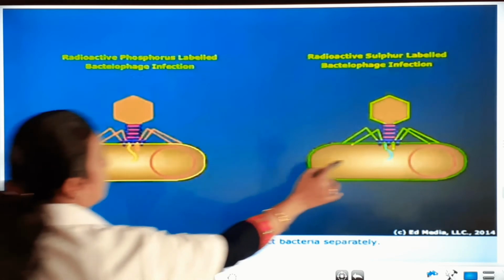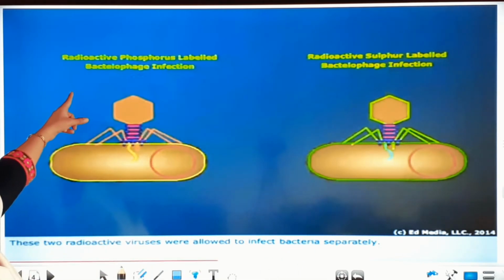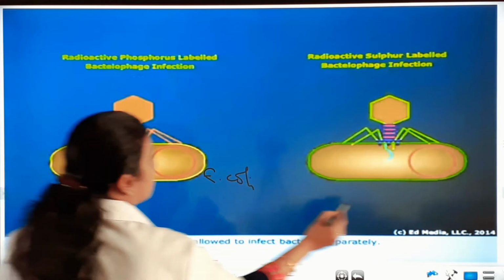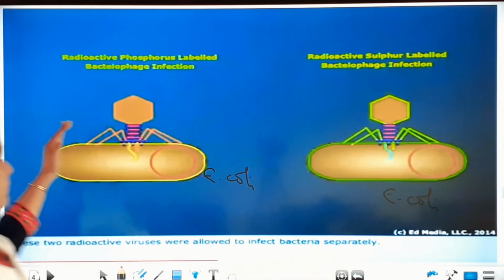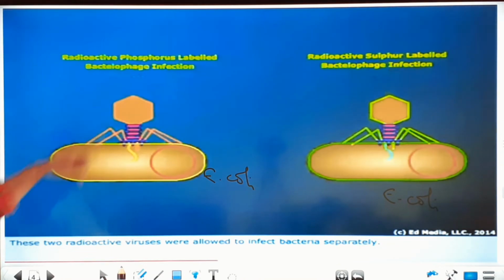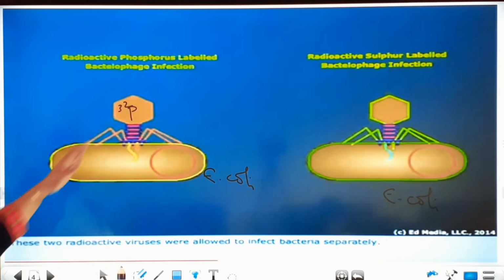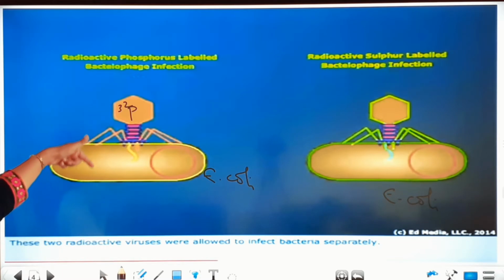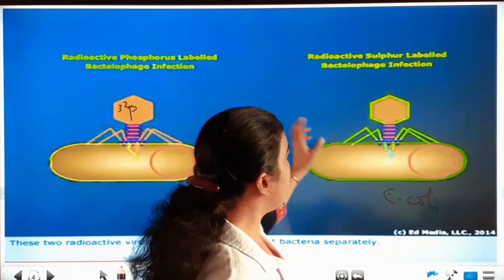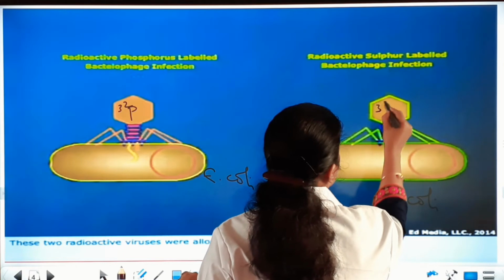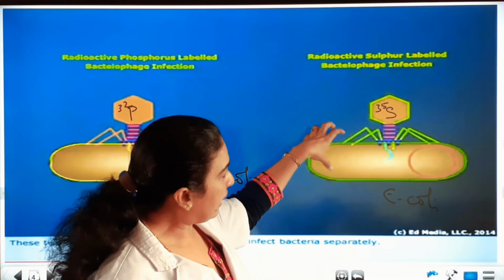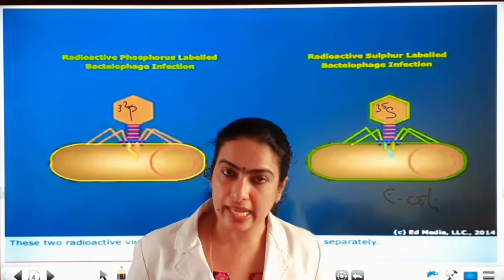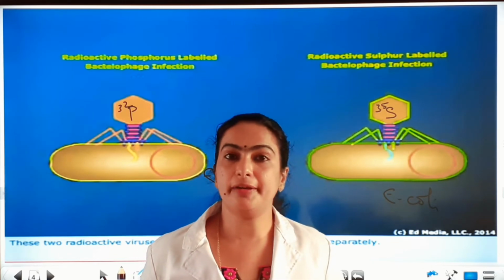So this is the yellow part, and this is the blue part. So here the radioactive phosphorus bacteriophage infection we can see. So this is the E. coli bacteria. First the radioactive phosphorus labeled, that means P32. So the phage or the virus with the radioactive phosphorus is allowed to infect the E. coli. In the second case, the phage with radioactive sulfur is allowed to infect the E. coli.